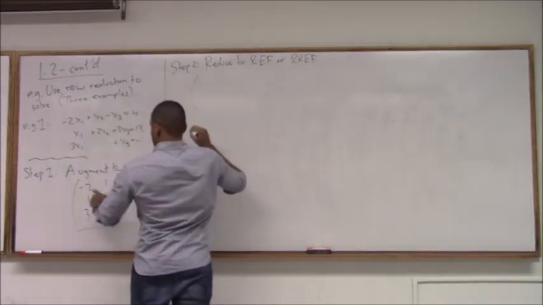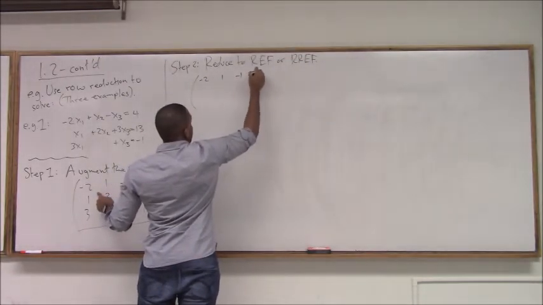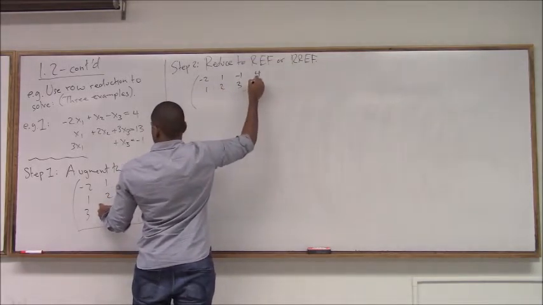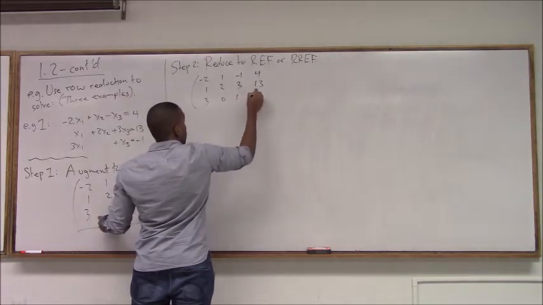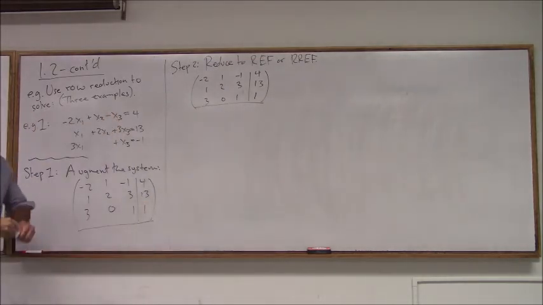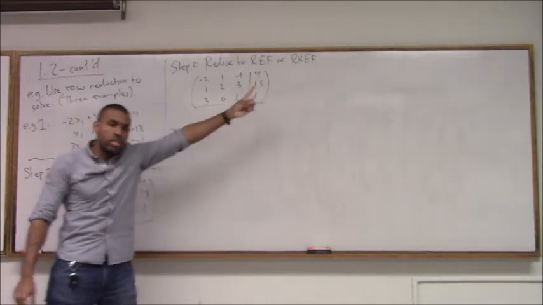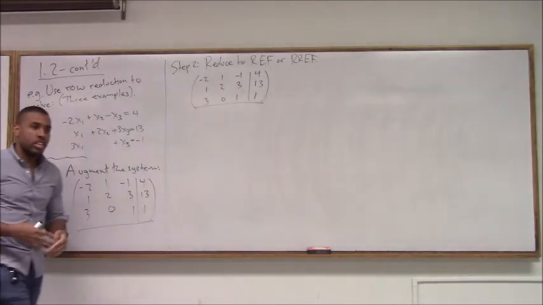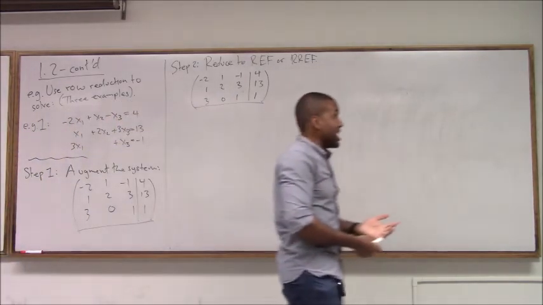So let's actually do that. Minus 2, 1, minus 1, 4; 1, 2, 3, 13; 3, 0, 1, minus 1. Now, as I mentioned last time, there is no unique row echelon form for a given matrix. There is a unique reduced row echelon form, but to get to either one, there are a multitude of different row operations in different orders that can get you to this answer.